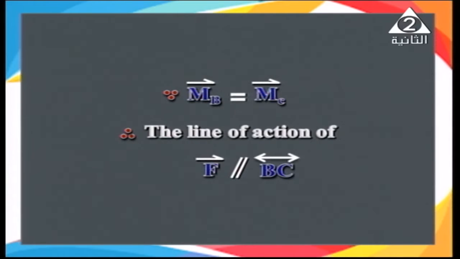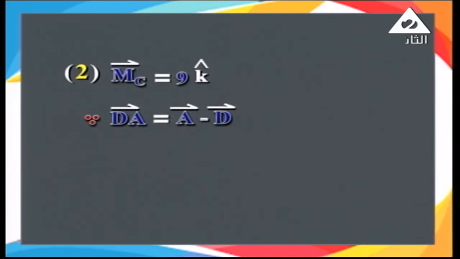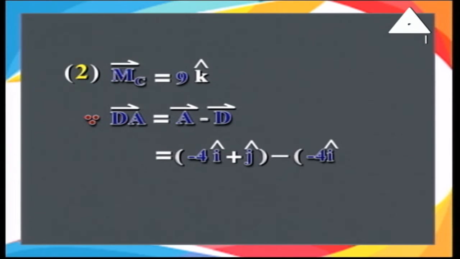My dear student, moment about C equals 9k. Also, we find the moment about D. First, find the position vector of point D, which is A minus D: negative 4i plus j minus (negative 4i minus 2j) equals 3j.